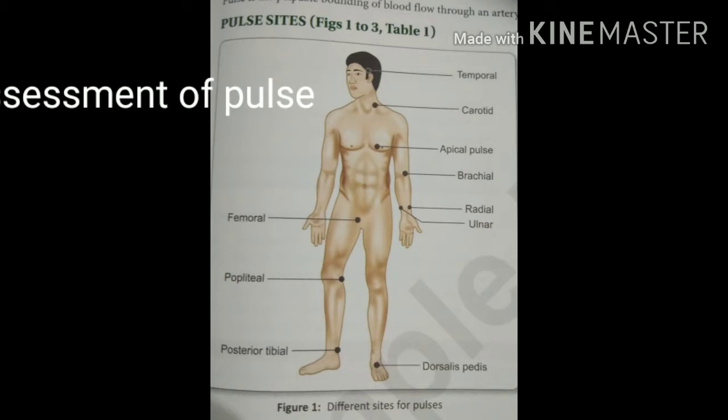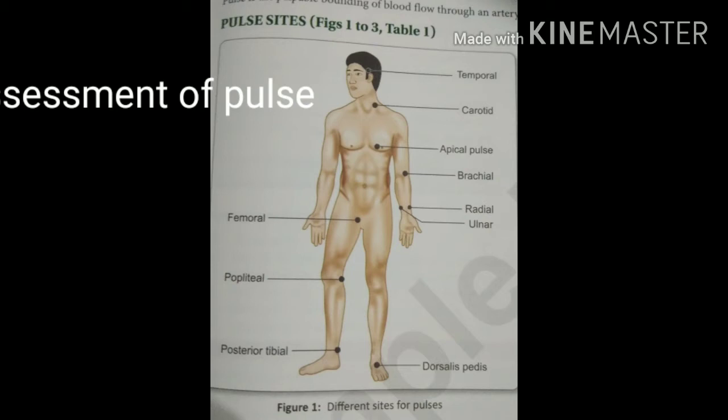Temporal: over the temporal bone of the head, above and lateral to the eye. Assessment criteria: used in children, easily accessible. Carotid: along the medial edge of the sternocleidomastoid muscles in the neck. Used in shock and cardiac arrest when other sites are not accessible. Then apical: 4th to 5th intercostal space at the left midclavicular line, can be used in all patients, easily accessible.